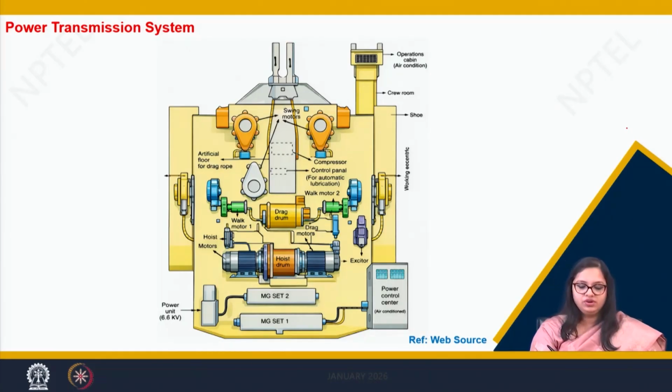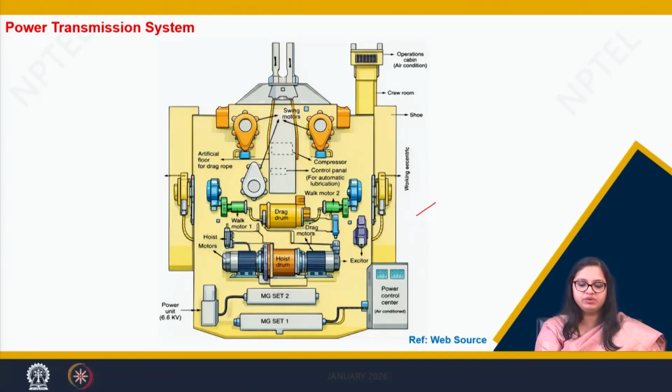Now, this picture also shows the deck layout of how it originally would be looking like. So, there is a hoist drum here, and to both sides there are hoist motors. At the middle there is a drag drum, and on both sides there are drag motors, there are walking motors here, as you can see.